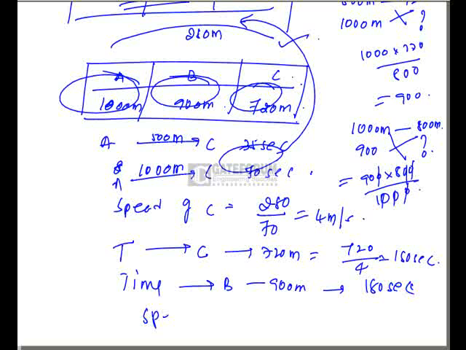So the speed of B is nothing but distance traveled. He is traveling 900 meters in 180 seconds, which is nothing but 5 meters per second, which is option D.